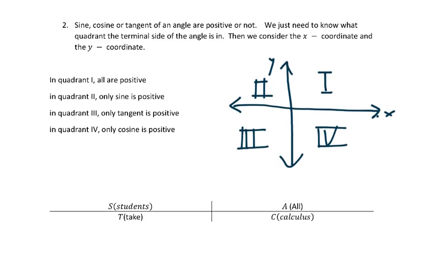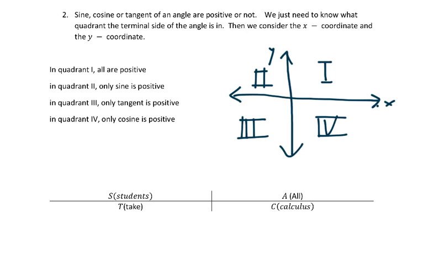That's why people have this way to remember it. All students take calculus. Okay? All students here take calculus. So again, that's basically telling you which of those three, sine, cosine, tangent, are positive.